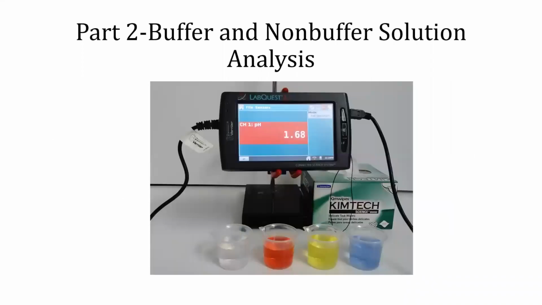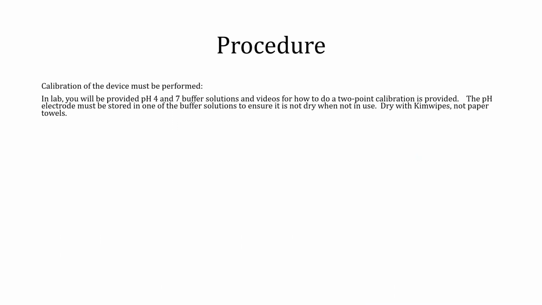Part 2 of this lab is on studying a buffer and non-buffer solution. With the aid of a pH meter and buffer solutions, determine the pH of various aqueous solution mixtures. Calibration of the device must be performed. In lab, you will be provided pH 4 and 7 buffer solutions, and videos for how to do a 2-point calibration are provided. The pH electrode must be stored in one of the buffer solutions to ensure it is not dry when not in use. Dry with Kim wipes, not paper towels.